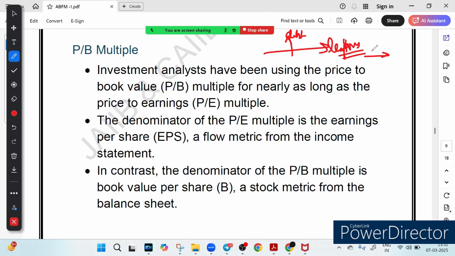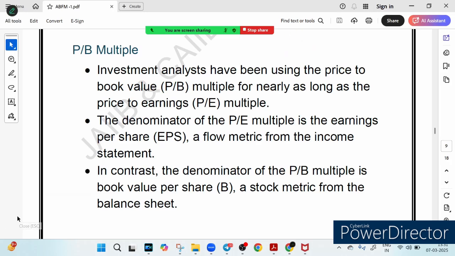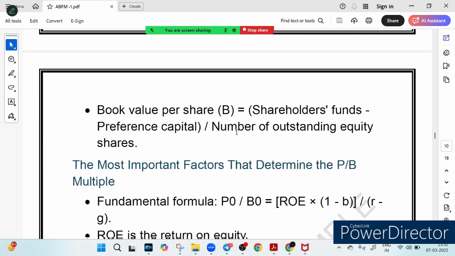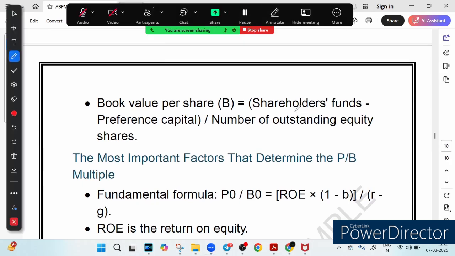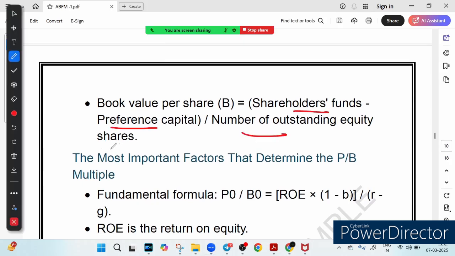It's called book value. And do you know the formula for P/B? The formula for P/B is quite simple. Let me show you the formula. I hope I've written it below, right? The formula for P/B, you can see: shareholder funds minus preference capital upon the number of outstanding equity shares. What is the meaning of shareholder funds? It means the total money belonging to the shareholders, minus preference capital, meaning money reserved for preferential shareholders, and divided by outstanding shares, which means total shares currently held by investors. So this P/B ratio helps investors understand if they are paying too much or getting a bargain on the company's real assets. Quite simple to understand.